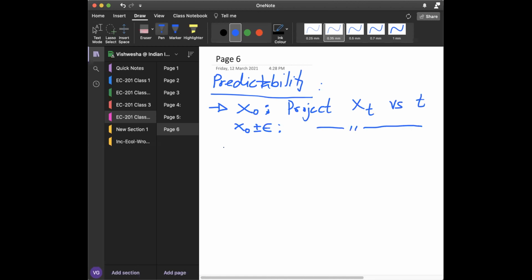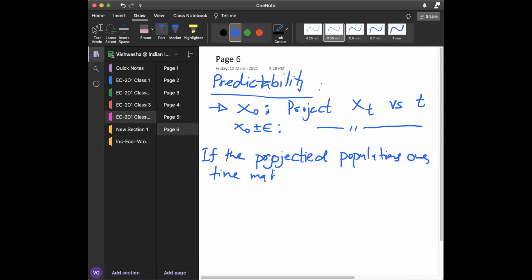So you can say that if the projections match, I'm using the word projection fairly loosely here, if the projected populations over time match, then you can say it's a predictable system. Do you agree? Is it fine? Is everyone fine with this?